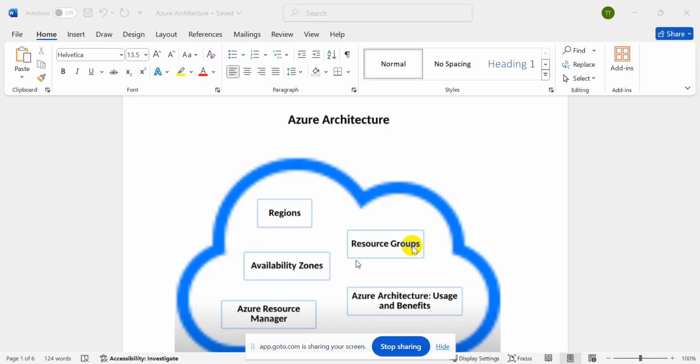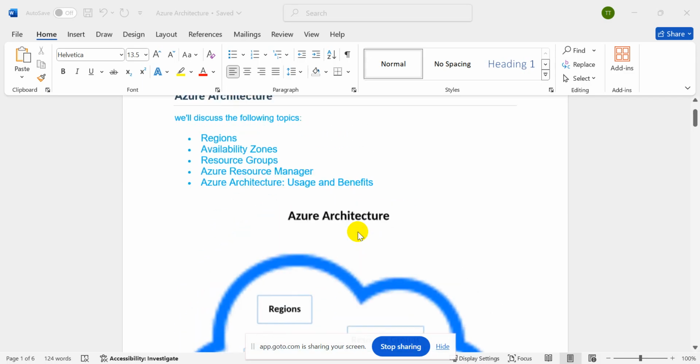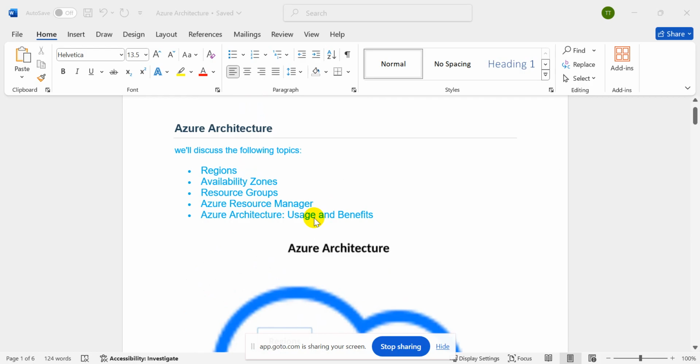Okay, so now you can see the screen, which is Azure architecture, right? Yeah. All right. So we are going to talk about these topics, mostly regions. What are regions? What are availability zones? Resource groups. Azure Resource Manager, it's called the ARM, and Azure architecture uses and benefits. These are the basic concepts of the Azure.